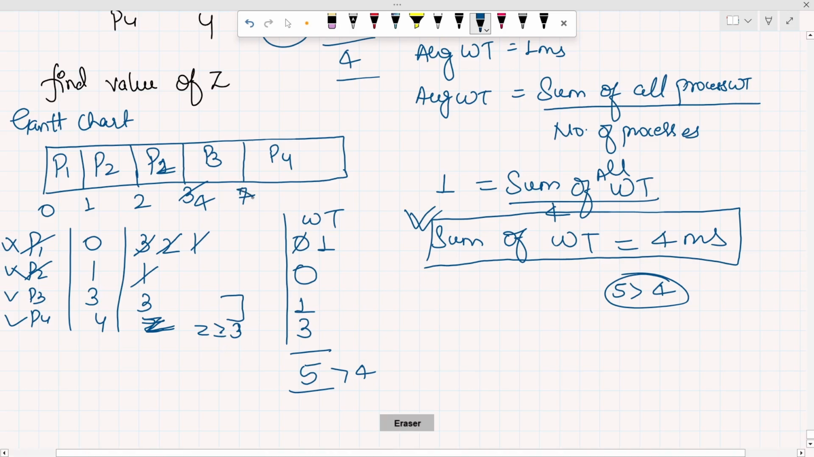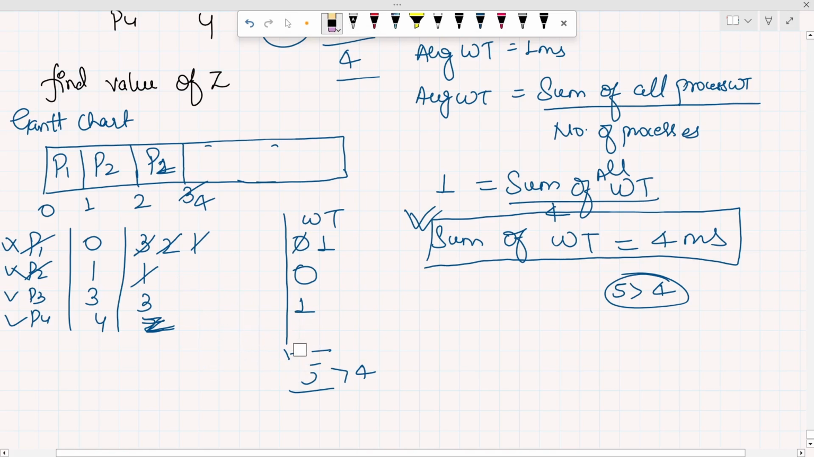Okay. So our assumption is wrong. What we have to do now is put P4 and then P1. Now the new assumption is that the value of Z is less than 3. Value of Z is less than 3.